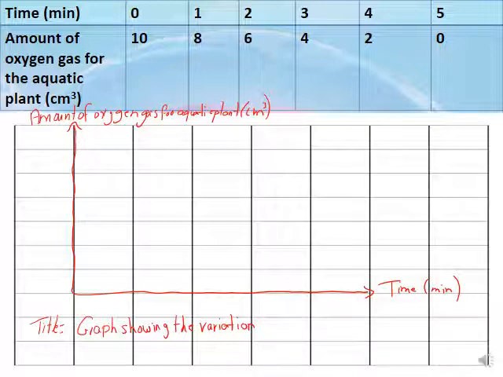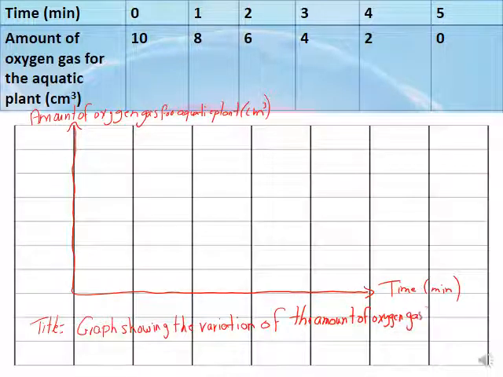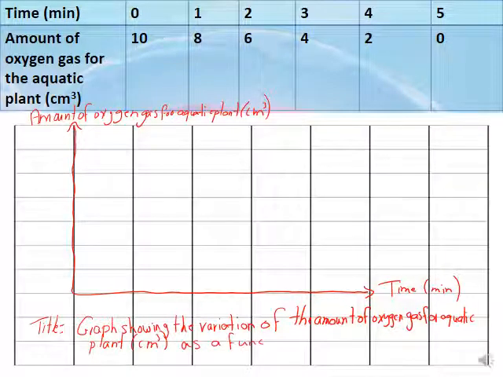The variation of the y, which is the amount of oxygen gas for the aquatic plant, in centimeter cube, as a function of what? Of the x-axis, as a function of time in minutes.